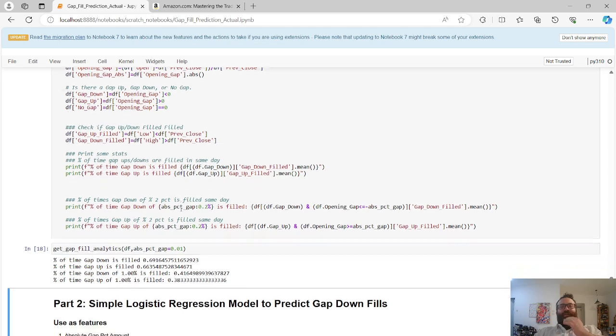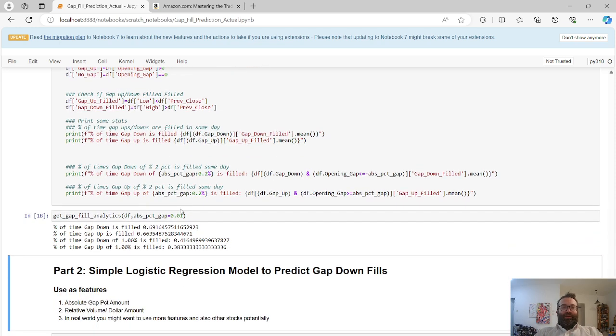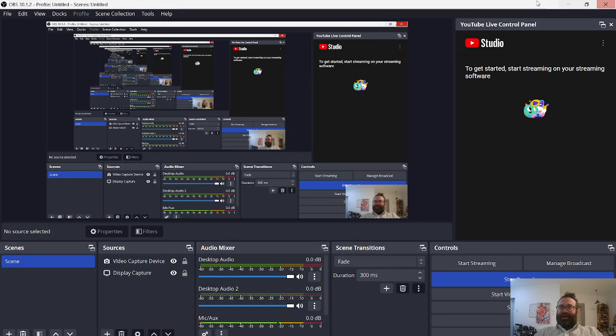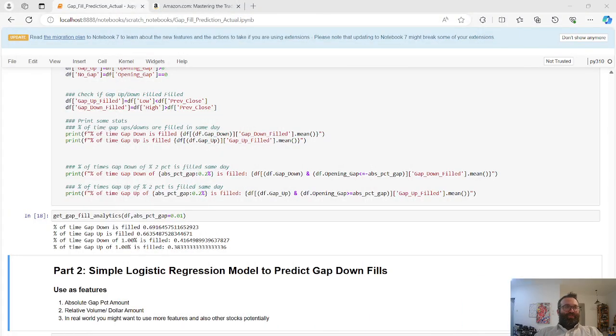But instead of just relying on numbers, this is basically a gap analytics thing. Oh, sorry, that's my actual software to record the video.